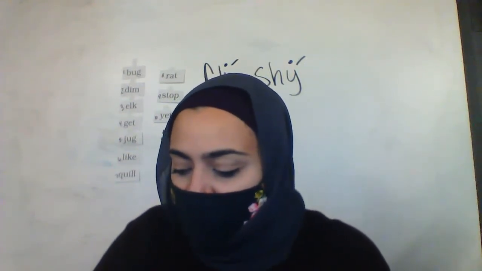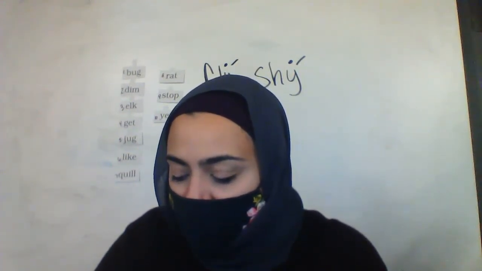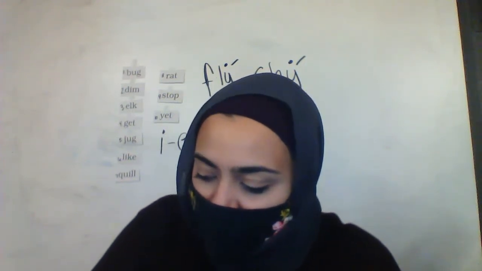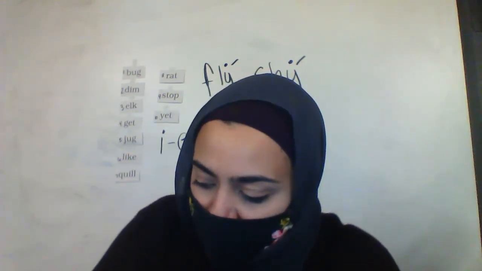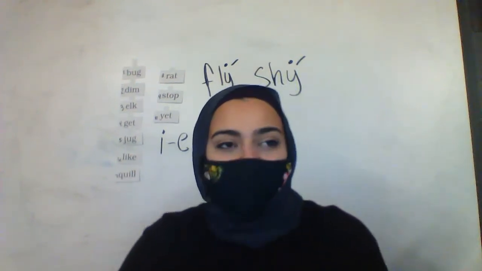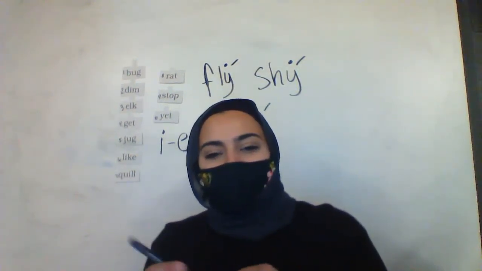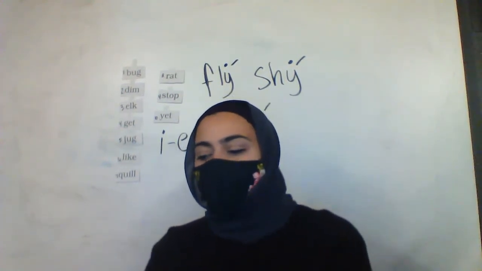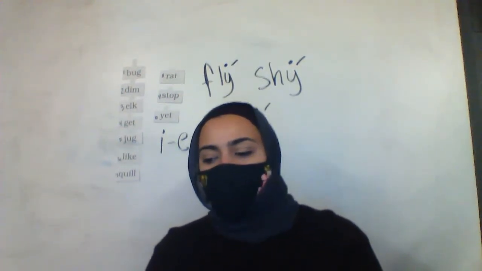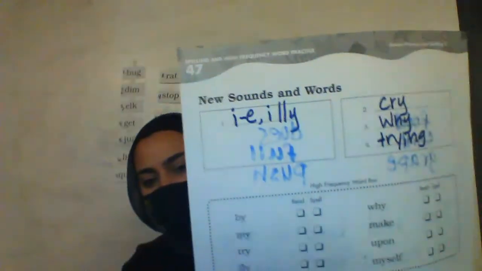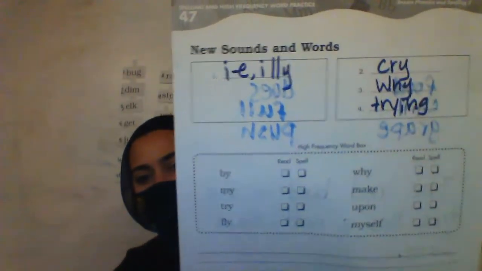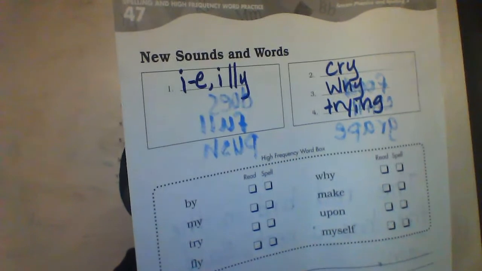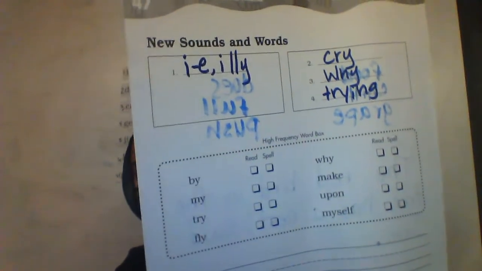Next to number 4, spell the word trying. That's try, and then you just add the suffix ing. Very good. All right, how do you spell cry? C-R-Y. How do you spell why? W-H-Y. How do you spell trying?